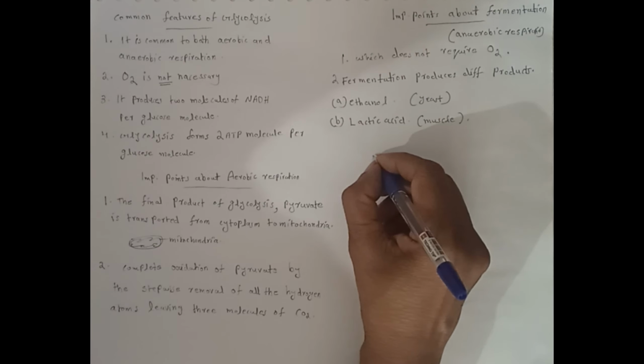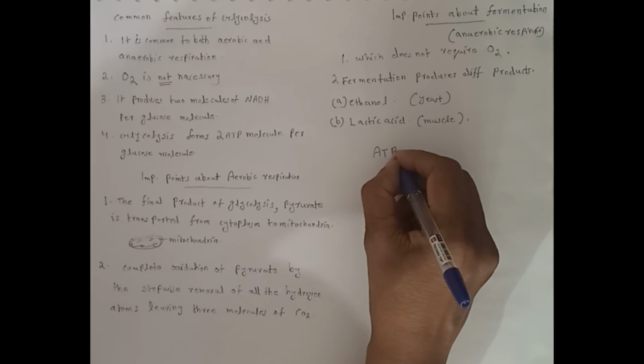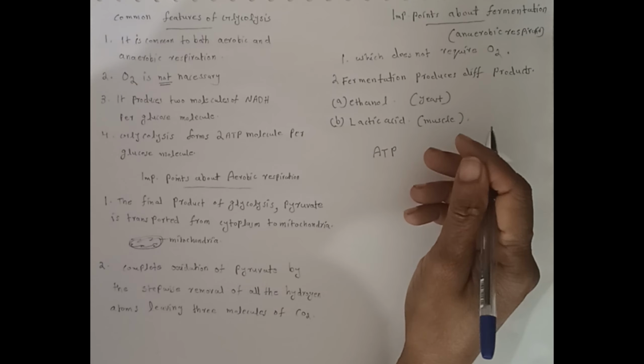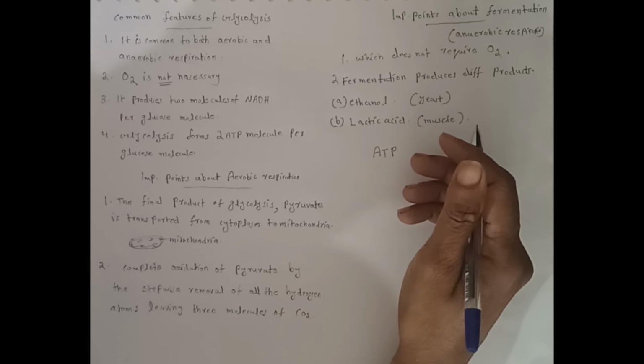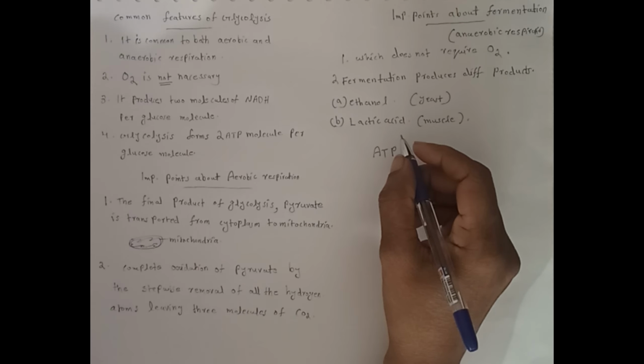Next, ATP. What is ATP? Energy is stored in the form of ATP. It acts like a cell battery. Like a battery, ATP is the energy source of all organisms.